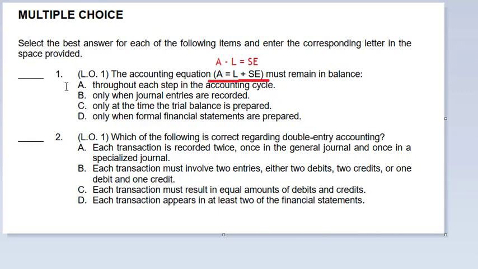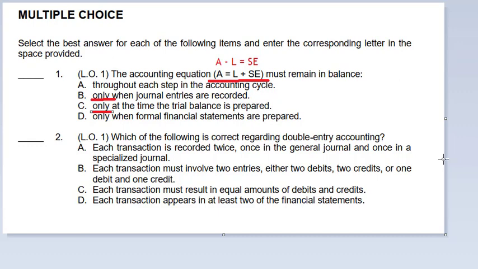Let's look at B. Only when journal entries are recorded. Now the word that bothers me over here is only. If you remove only, that leaves us with when journal entries are recorded. And it's true. The accounting equation must remain in balance when journal entries are recorded. But the word only bothers me. Let's look at C. It says only at the time the trial balance is prepared. Again, the word only. It is true that if we did not record things properly and we didn't make sure that the accounting equation would stay in balance, then our trial balance would not balance.